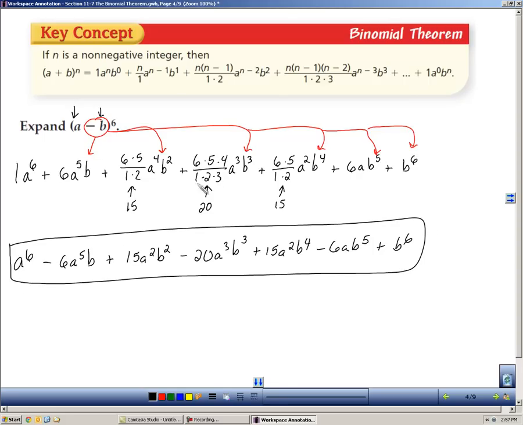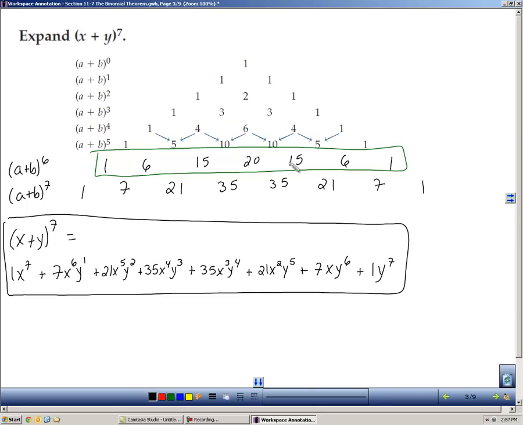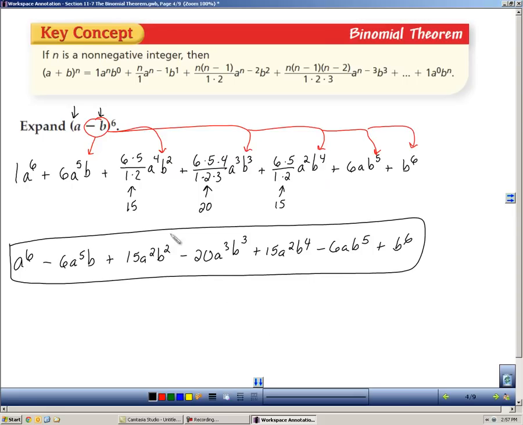Now I want you to notice these numbers can be calculated using the binomial theorem, but if you know the numbers in Pascal's triangle, like I did in this page, 1, 6, 15, 20, 15, 6, and 1, you know what the coefficients are going to be. You don't even have to do the calculations there.